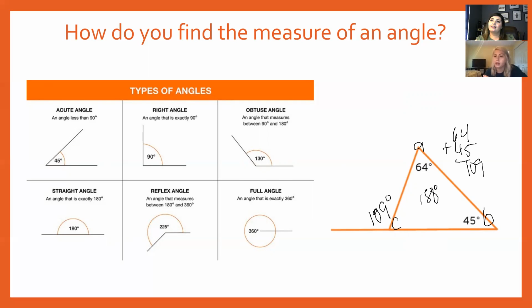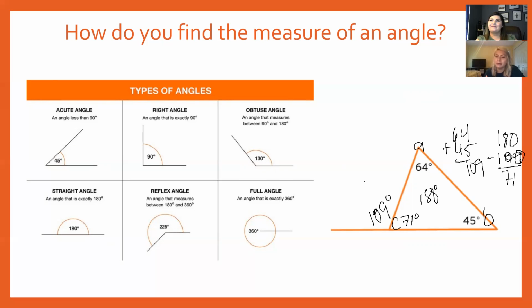I'll go into a little bit more depth about that. But what we would do is do 180 minus 190. Might be a little bit messy right there. Oh, sorry, 109. 180 minus 109, which is 71. And so our angle C would be 71.